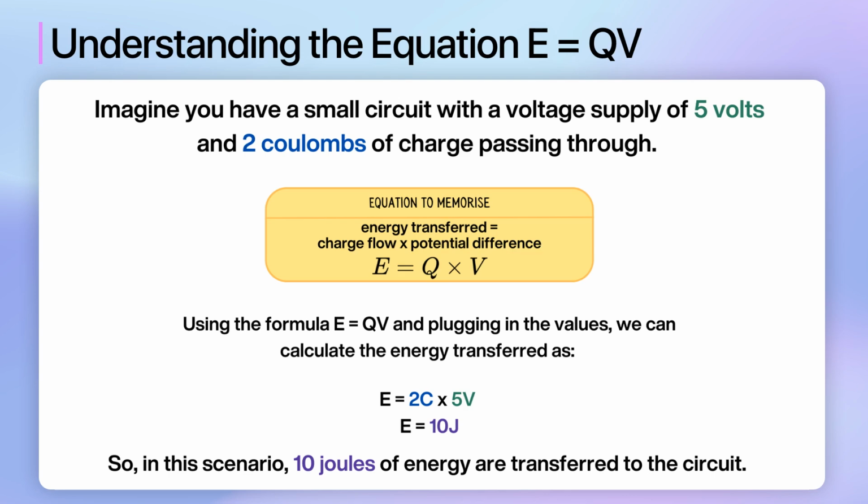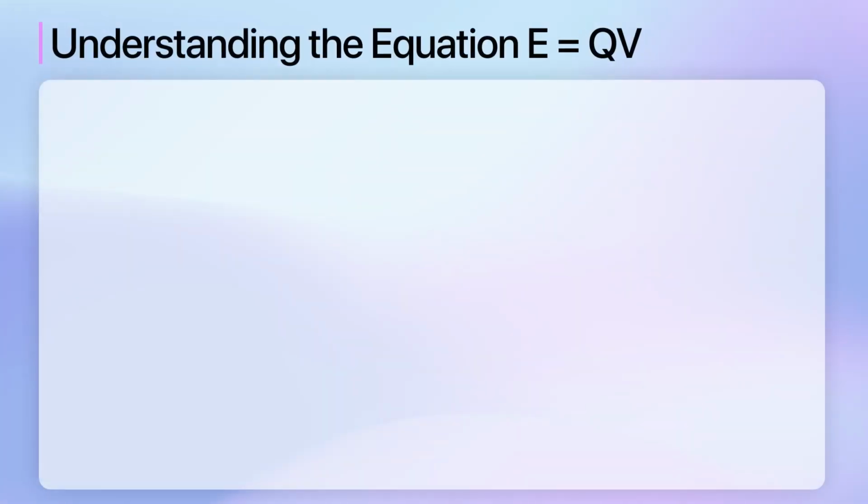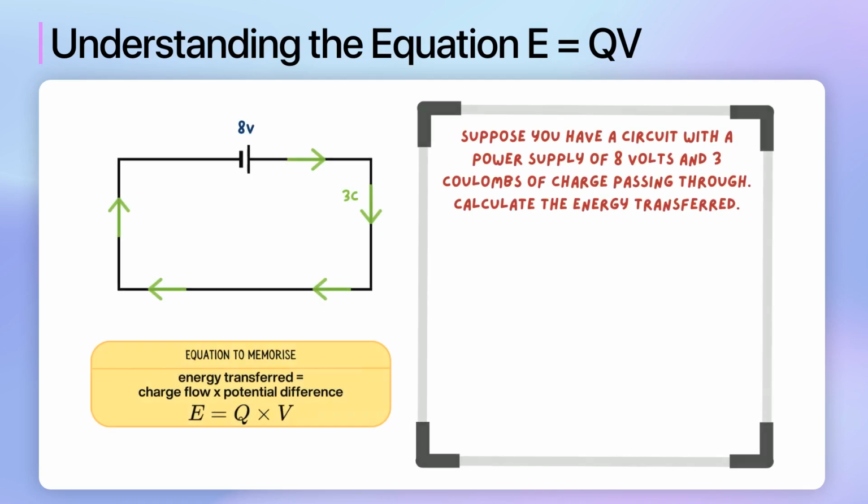This example illustrates how the equation E equals QV allows us to quantify the energy transfer based on the electrical charge and voltage in the circuit. Let's try a few more examples. Suppose you have a circuit with a power supply of 8 volts and 3 coulombs of charge passing through. How would you calculate the energy transferred? Using E equals QV and plugging in Q equals 3 coulombs and V equals 8 volts, we obtain that the energy equals 8 times 3, so 24 joules.